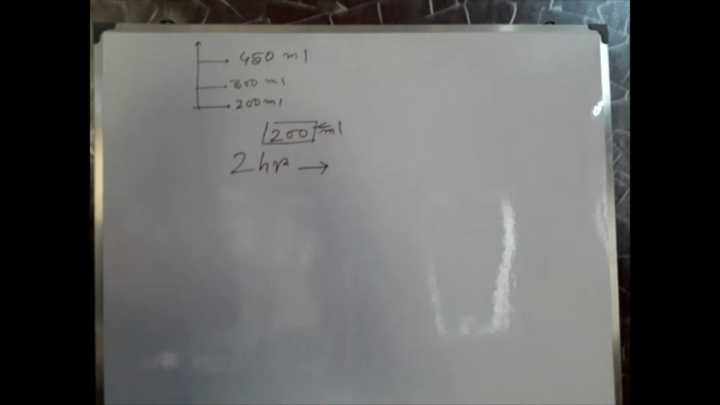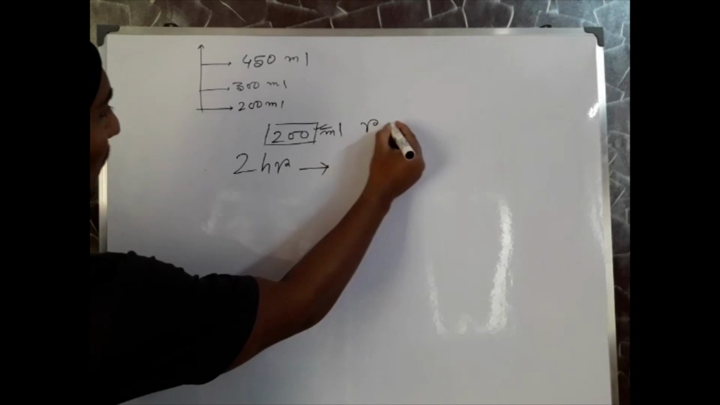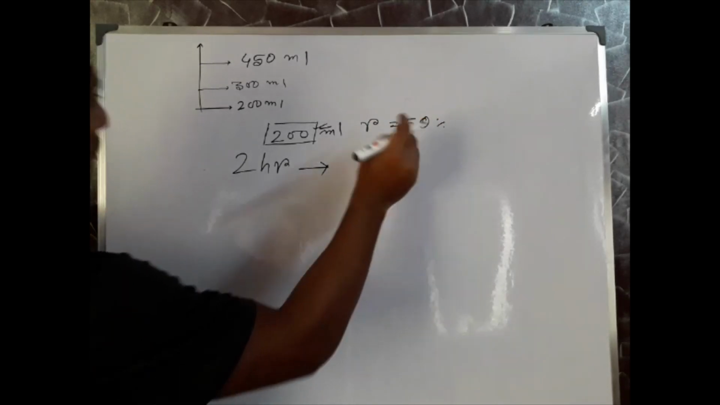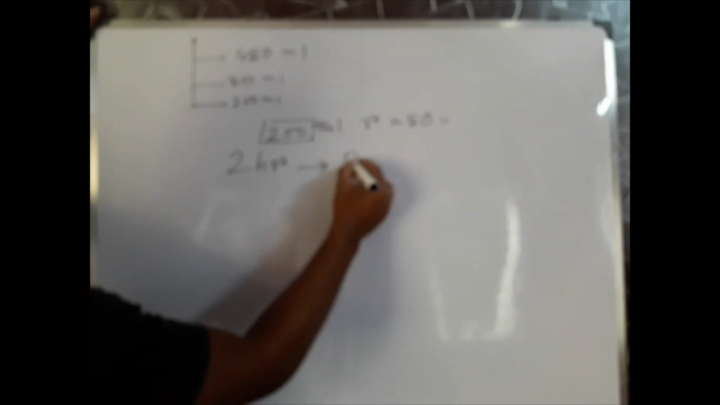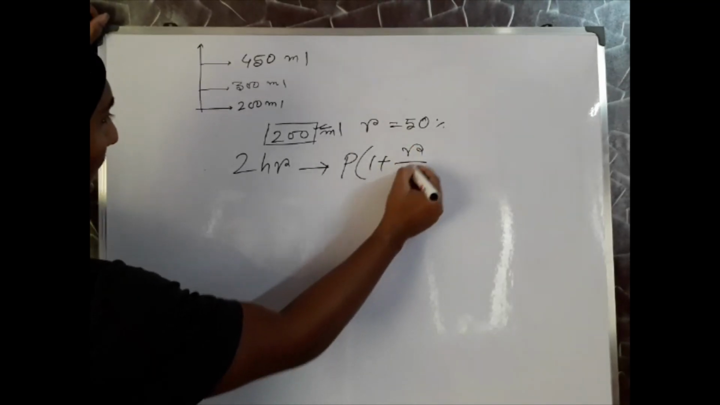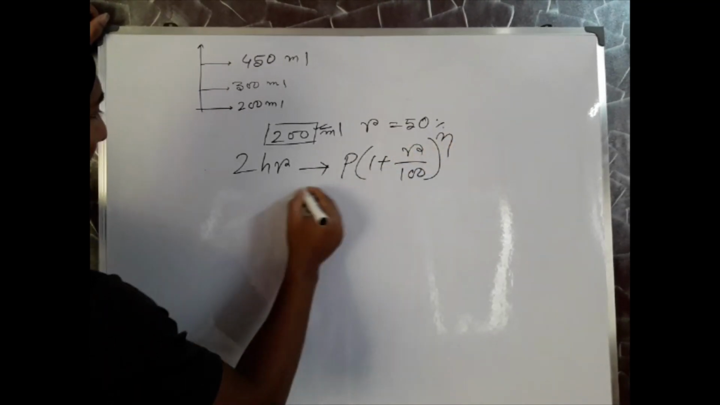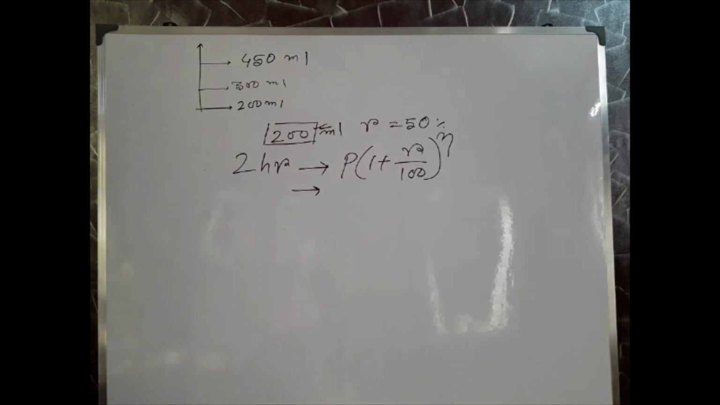Simply, what should you do? The same formula we should apply. The formula is what? We know the rate. Rate here is 50%. After each 1 hour interval, the water in the bottle increases by 50%. So the formula we know is simple: P into 1 plus R by 100 to the power N. We need to know what is R, what is N and what is P here.